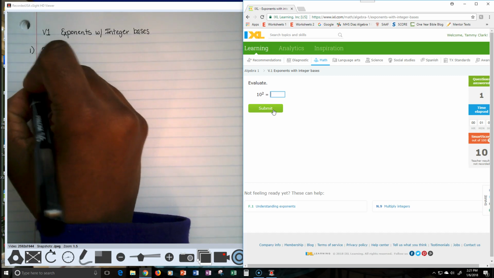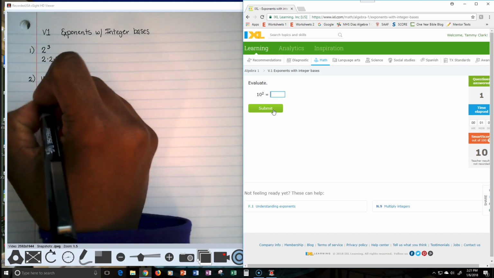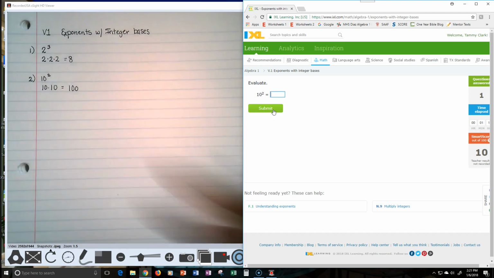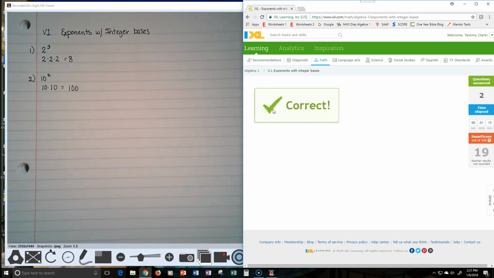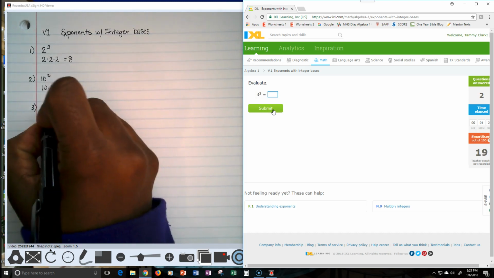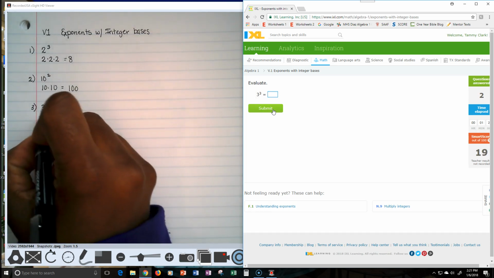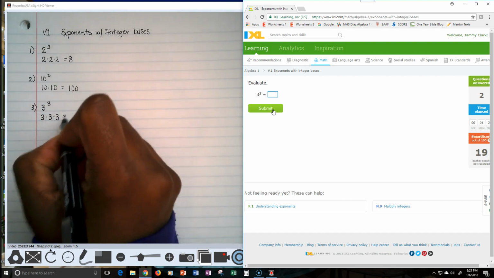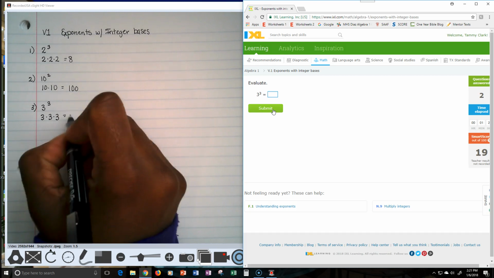Alright, number 2, we've got 10 raised to the second power, meaning 10 times 10. Well, 10 times 10 is 100. Number 3 is 3 to the third power, or 3 cubed. You know that means 3 multiplied by 3 multiplied by 3. Well, 3 times 3 is 9. 9 times 3 is 27.